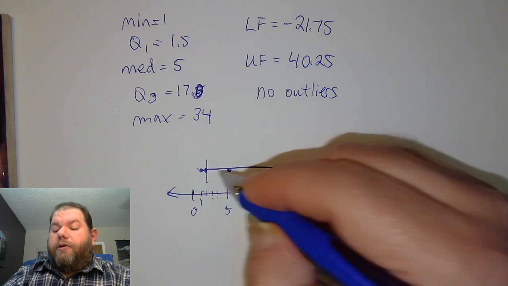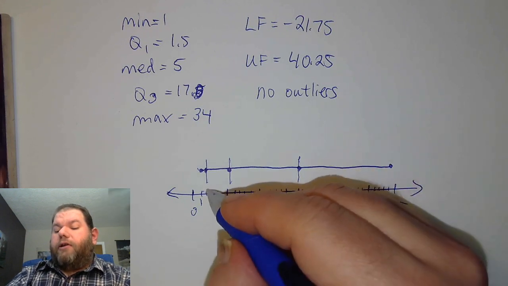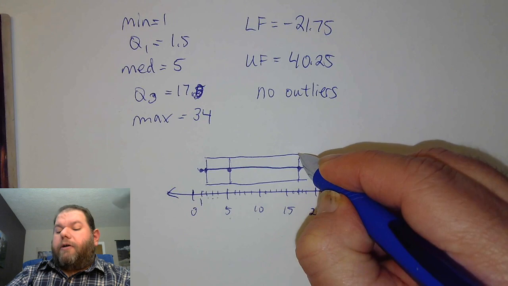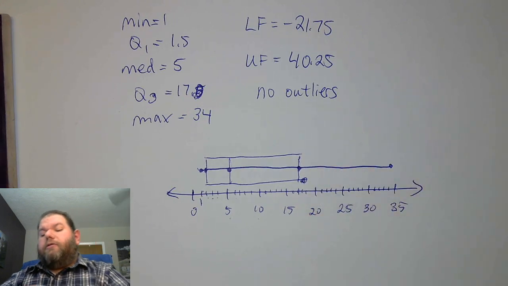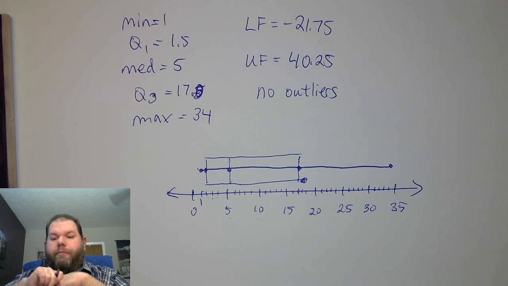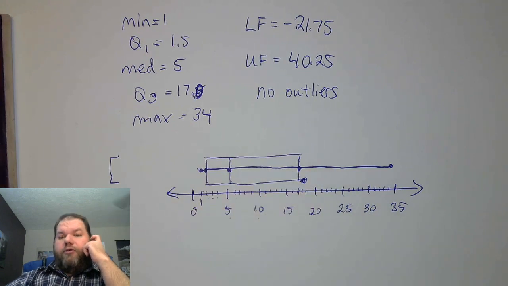Around the Q1, the median, and Q3, I'll draw a vertical line. Now close these up to create our box. We also noted that the lower fence is at negative 21.75, which is way down here, so I'm just going to draw a bracket off to the side.